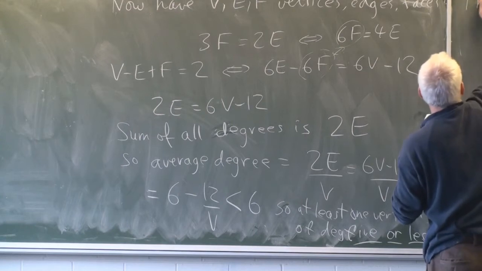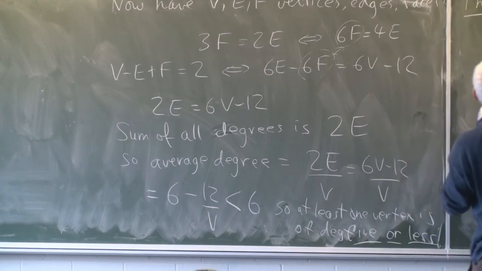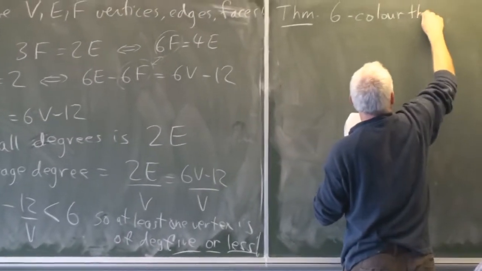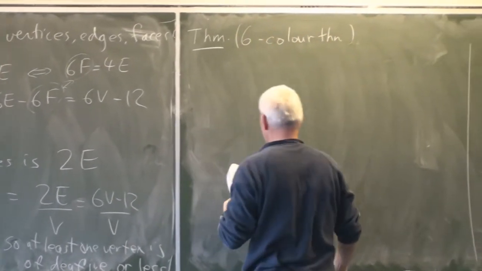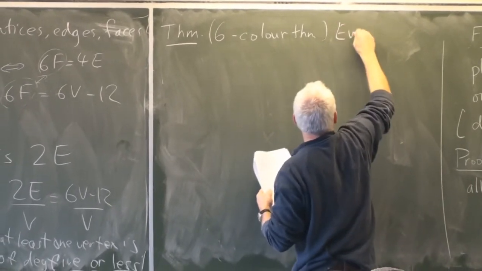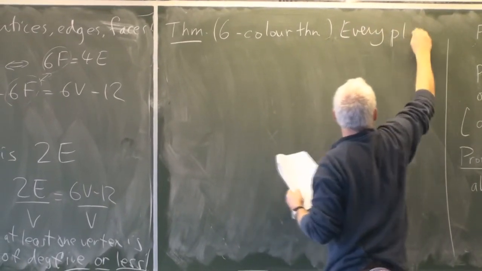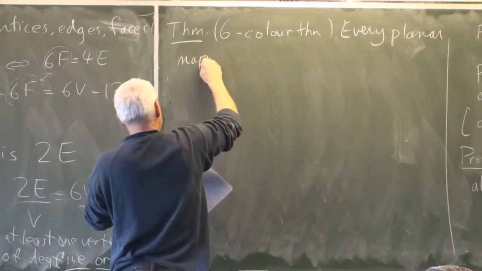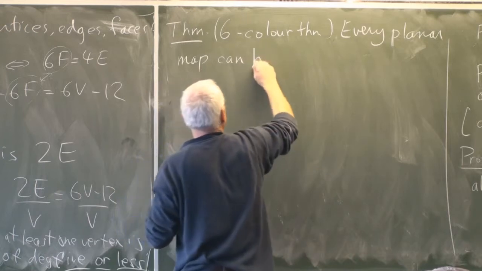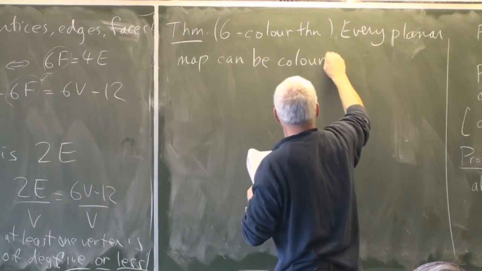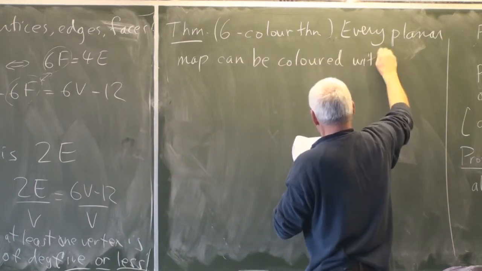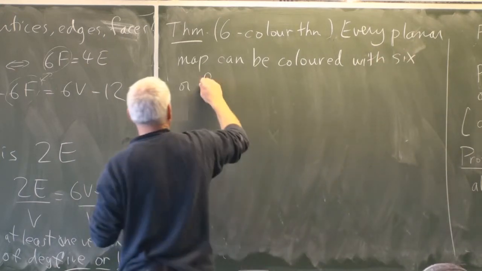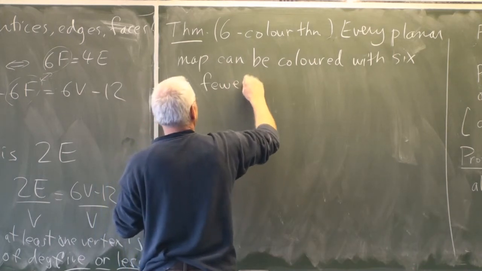All right, so as a consequence of that, we'll prove a theorem, the Six Color Theorem: that every planar map can be colored with 6 or fewer colors.